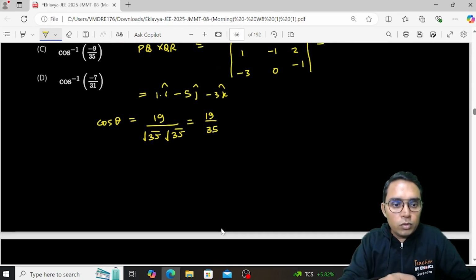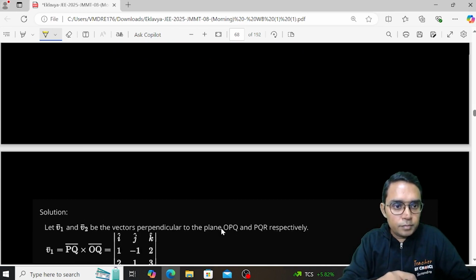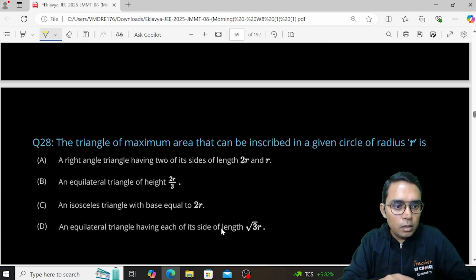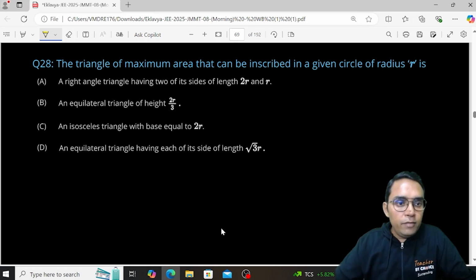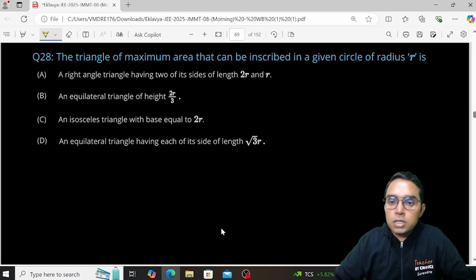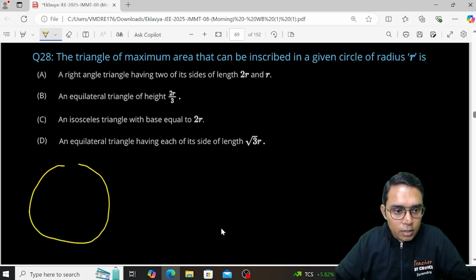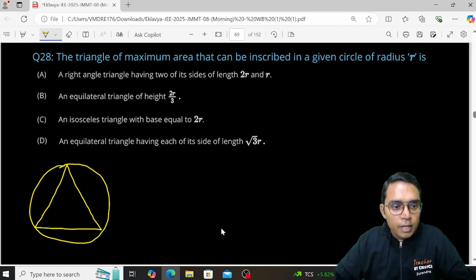Okay, so moving to the next question, that is question number 28. Here we are asked to find a triangle of maximum area that can be inscribed in a given circle of radius r. Now I think it is very much known result that in a circle, if we want a triangle to be of maximum area, then this triangle has to be equilateral triangle. This we can prove mathematically also, but first let me find the answer of this question.